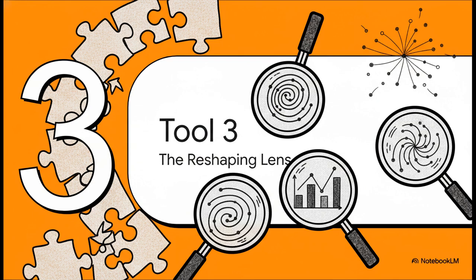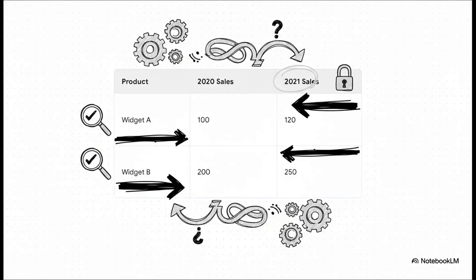Tool number 3 is the reshaping lens. Look, any good detective knows that sometimes you have to look at the evidence from a completely different angle to spot the pattern. And this tool lets us literally reshape our data to get a whole new perspective. A lot of the time, data comes in what we call a wide format. And it's really easy for us humans to read, right? You just scan across the row. But there's a huge problem hiding here for our analysis.